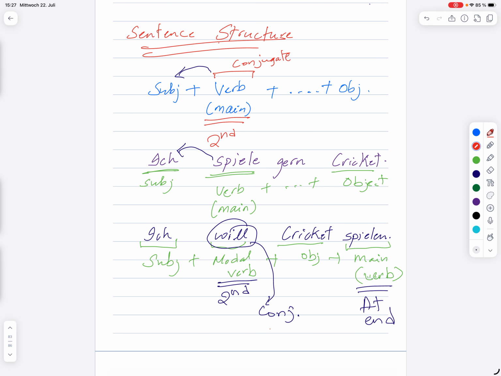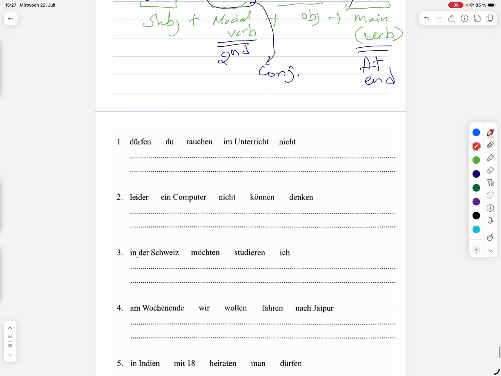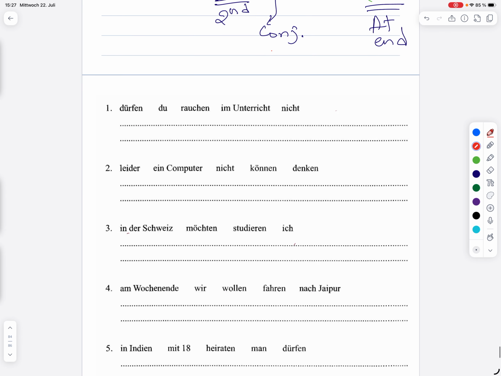So now we will look at some examples of how you can build a sentence using modal verbs, and then focus on conjugating them and making sure they are at the second position, right? So here we will build sentences which will have modal verbs as helping verbs, plus the verbs in infinitive forms, right? And we will try to follow the structure. So: dürfen, du, rauchen, im Unterricht, nicht, right?